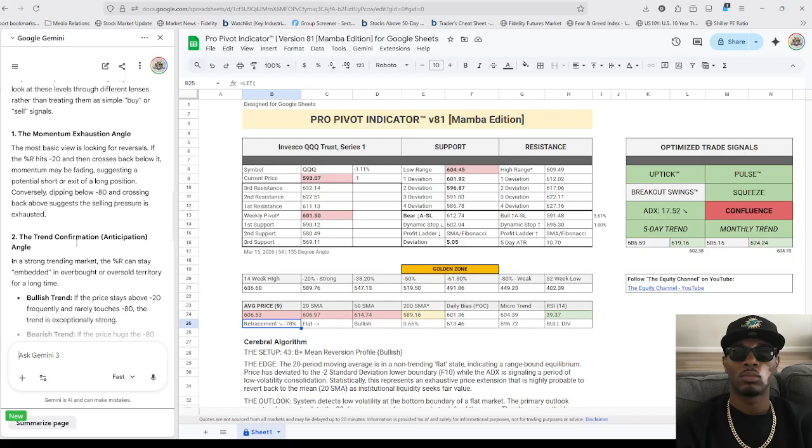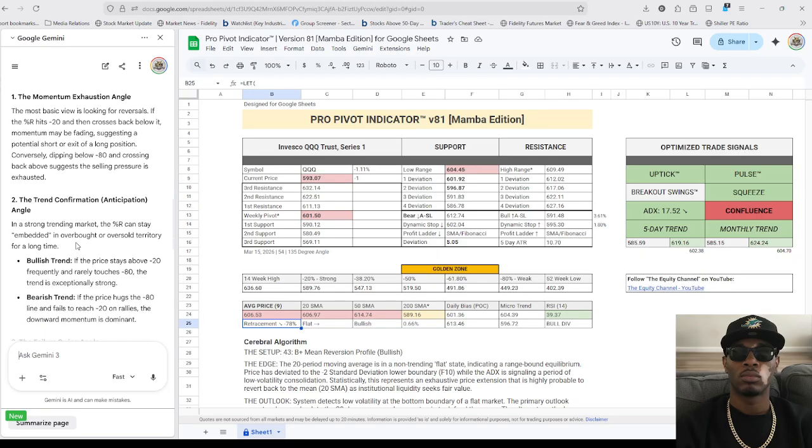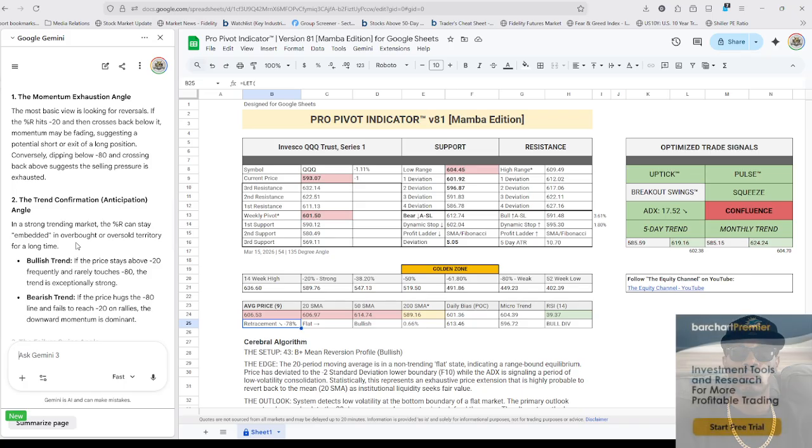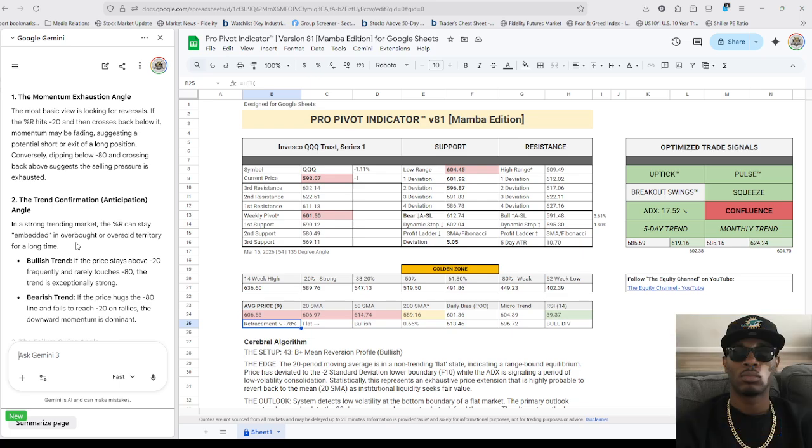Okay, the momentum exhaustion angle. The most basic view is looking for reversals. If the percent R hits negative 20 and then crosses back below it, this is the one we're talking about right now. So that's the first one they go with. If it hits negative 20 and then crosses back below it, momentum may be fading, suggesting a potential short or exit of a long position. Conversely, dipping below negative 80 and crossing back above suggests the selling pressure is exhausted.